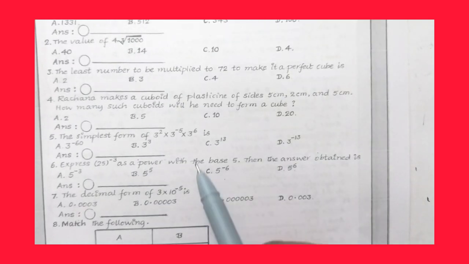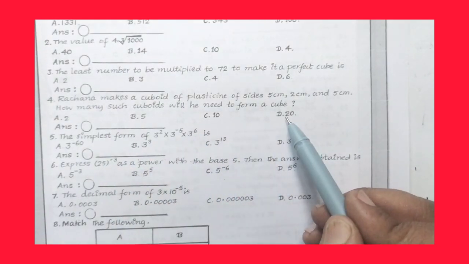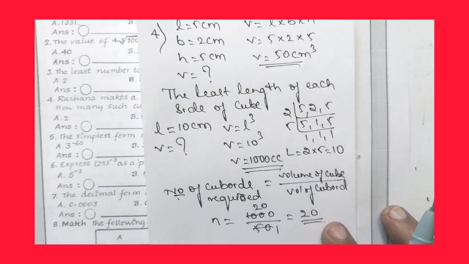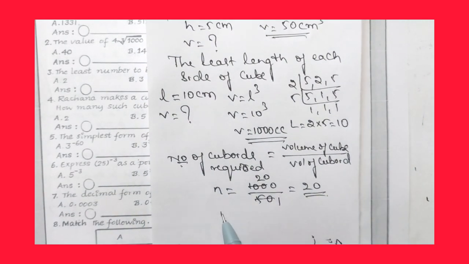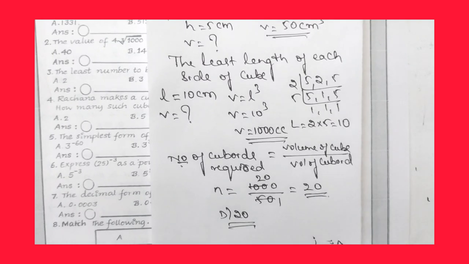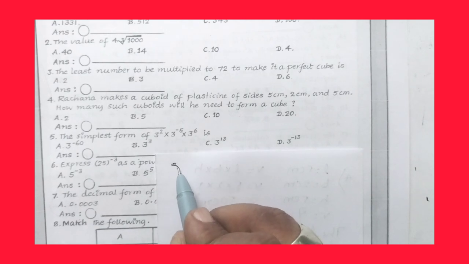Therefore, n is equal to 20. So for this question, option D. For the fourth one, option D, 20 is the right answer. Now let us move to the fifth question. So what is that fifth question?